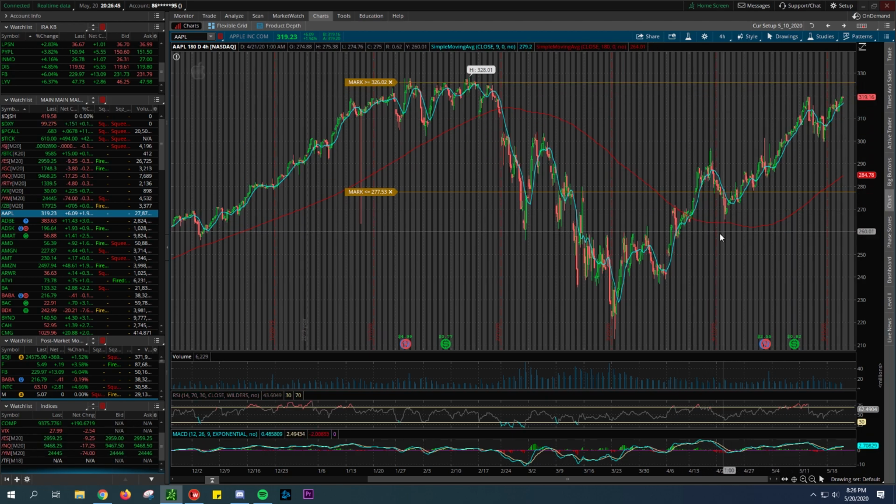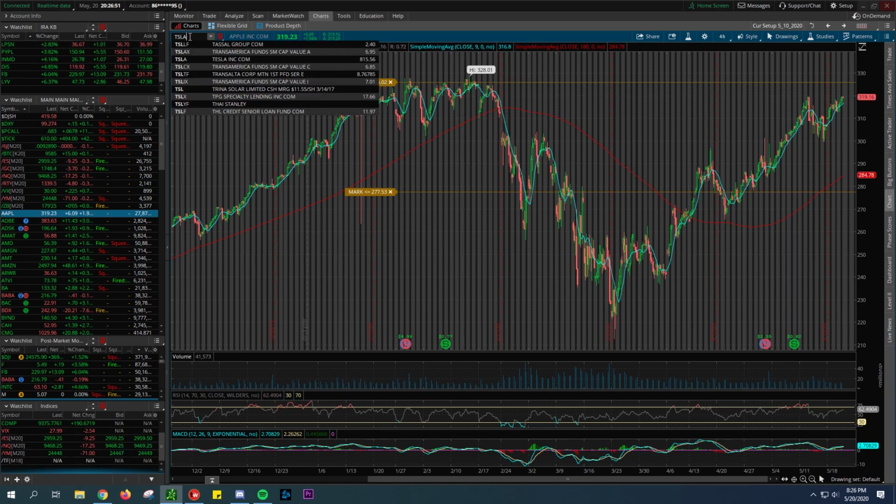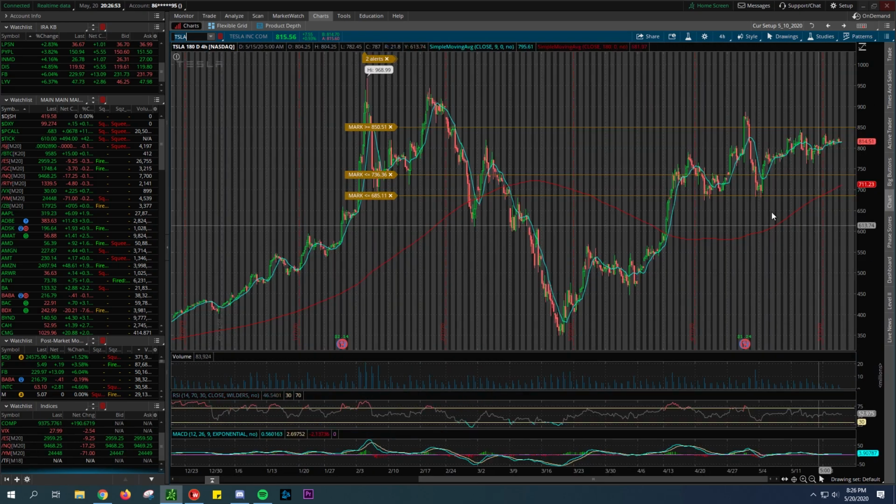Another stock we can look at is Tesla, to look at this particular analysis. He actually looks at minute charts too, which is something I don't really do very well, because I don't have the patience, or the fortitude for lack of a better word, to be able to look at something like that.